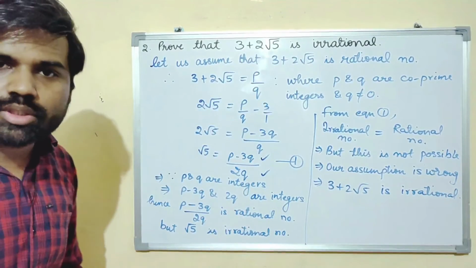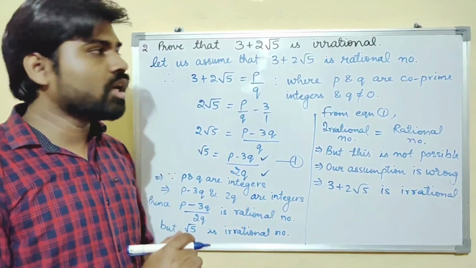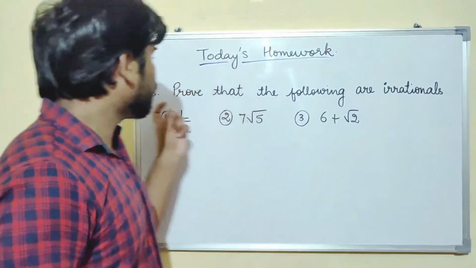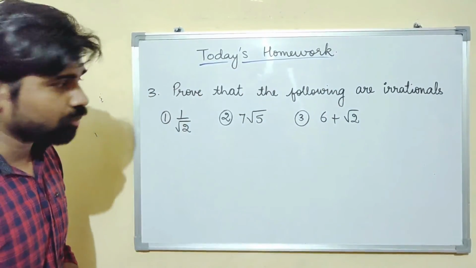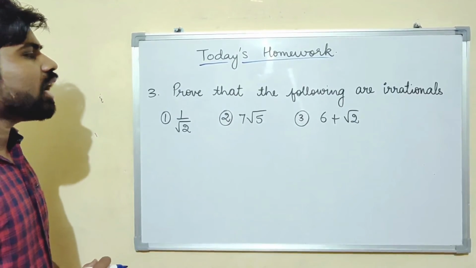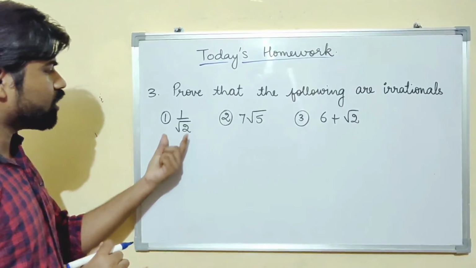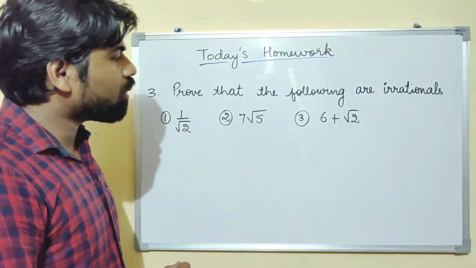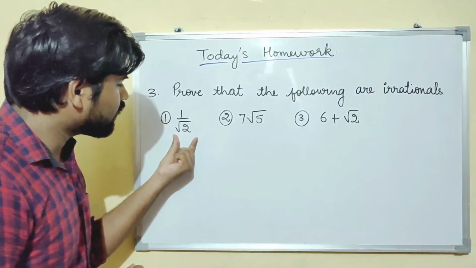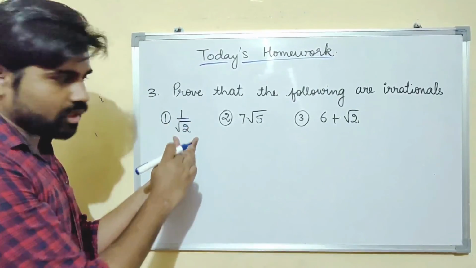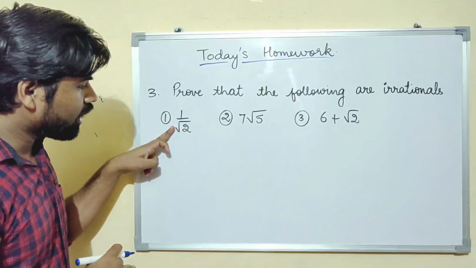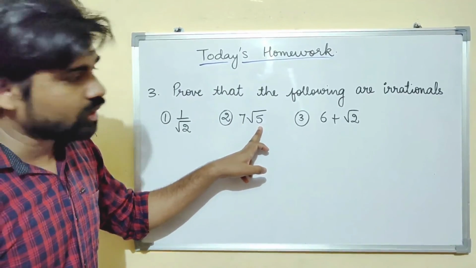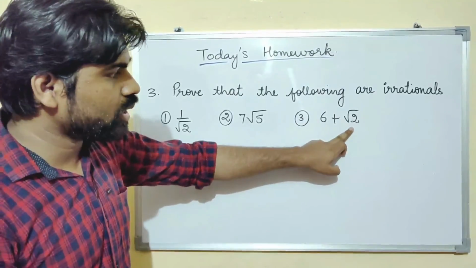Now let us see the third question, which is a similar type of question, in which they have given you the mixed format. So I have decided to give you the third question as today's homework. What is the third question? Prove that the following are irrational. First part is 1 upon root 2. Second part is 7 root 5. Third part is 6 plus root 2. You can see that these are mixed type of questions. Here 1 is a rational number and root 2 is irrational. Here 7 is a rational number, root 5 is irrational. Here 6 is rational and root 2 is irrational.